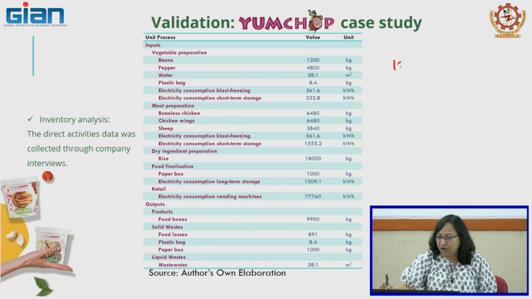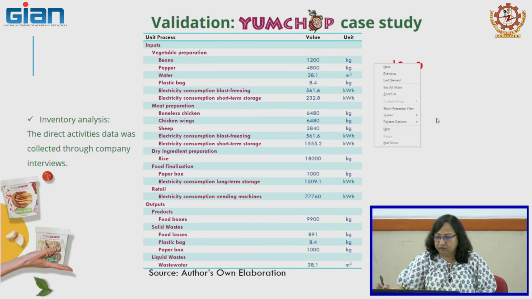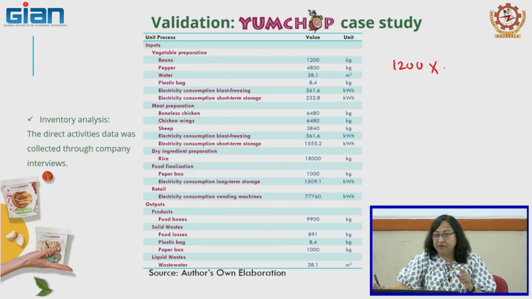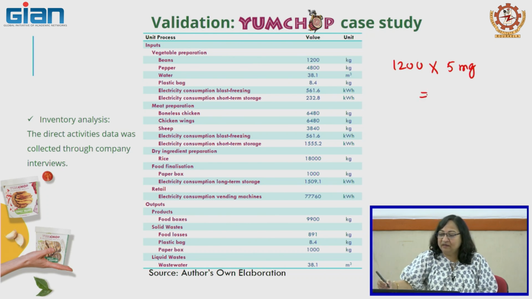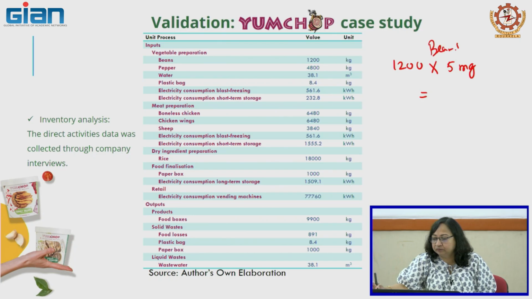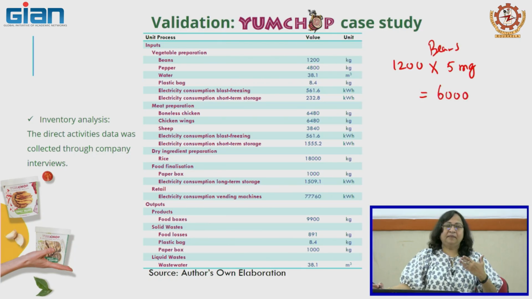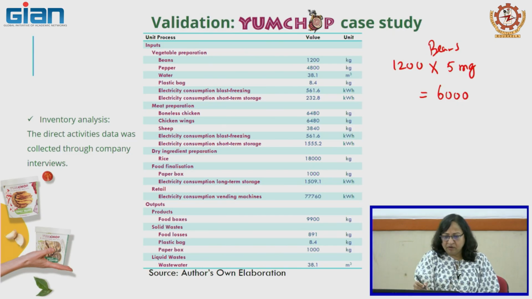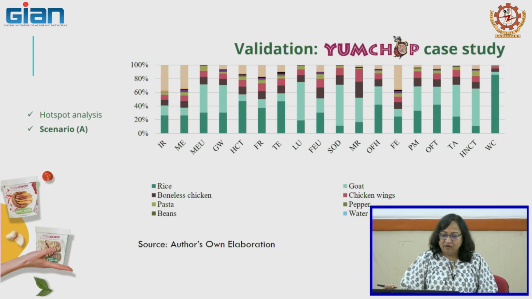For example, if you are having 1200 kilos of beans, and for every kilo the emission of beans is say 5 milligram, I am not sure how much that is, then this is for only beans. We have to calculate for pepper, water, plastic bag. This calculation list is very long. So, it is based on what you are considering.